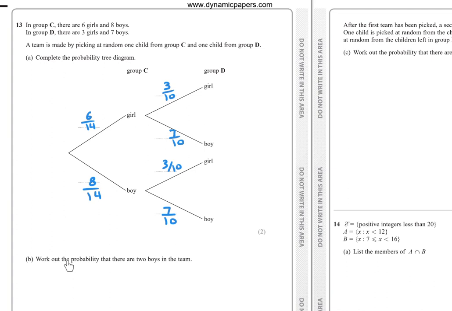B, work out the probability that there are 2 boys in the team, so 2 boys, boy and boy, so 8 over 14 multiply 7 over 10, 8 over 14 times 7 over 10 equals 2 over 5.